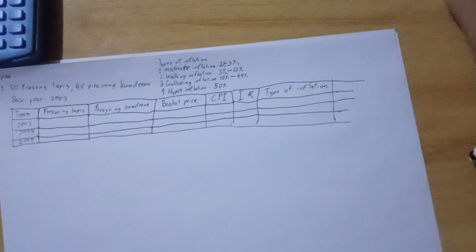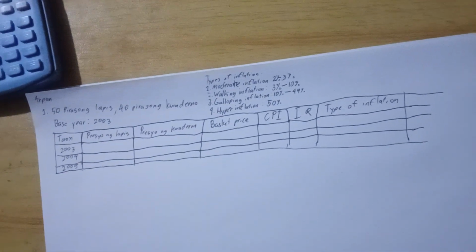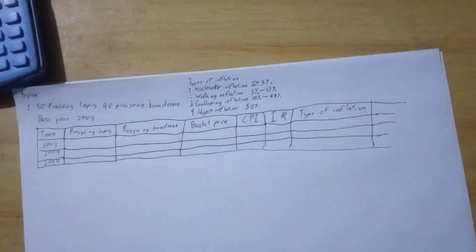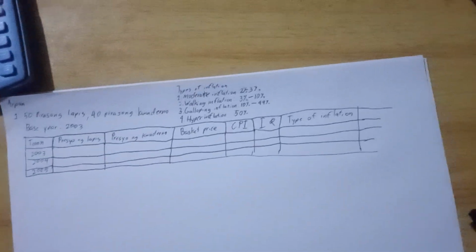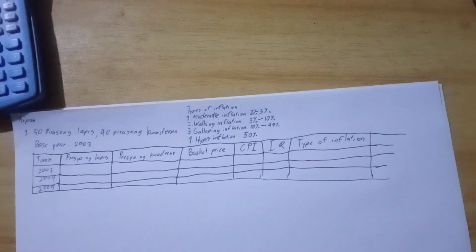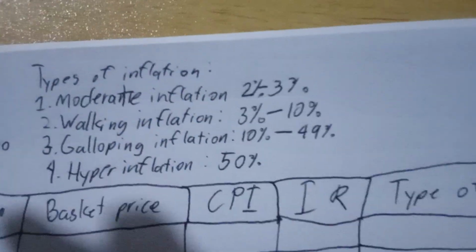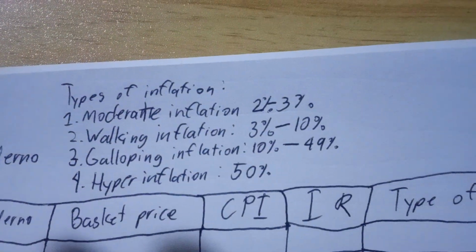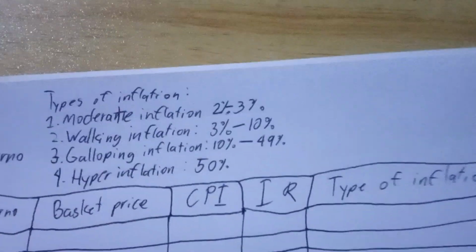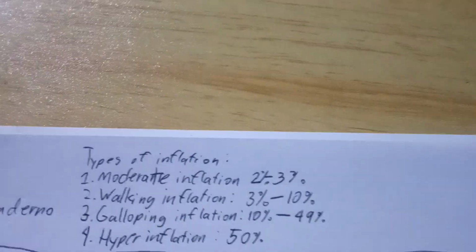Hello, welcome back again. And this time it's a bit longer, but it's gonna help you a lot on figuring out how to find the inflation rate and the CPI. Okay, CPI meaning Consumer Price Index. But here's the types of inflations. Make sure to remember that, because when we're gonna solve for the IR, aka inflation rate, we have to find what the type of inflation it is.